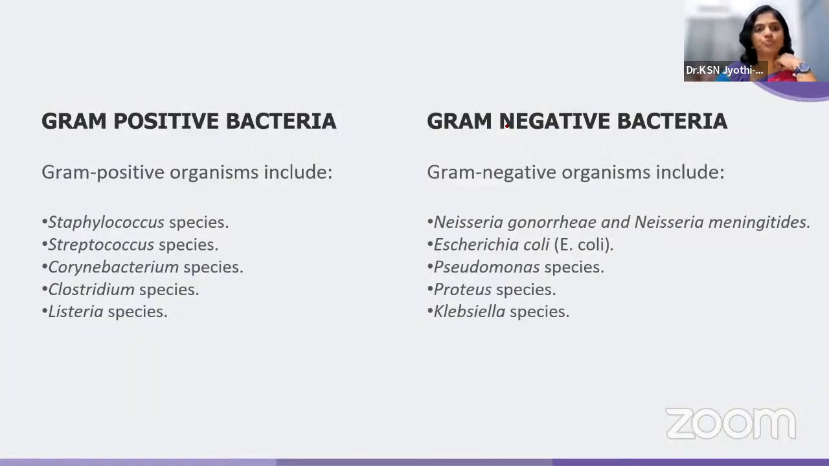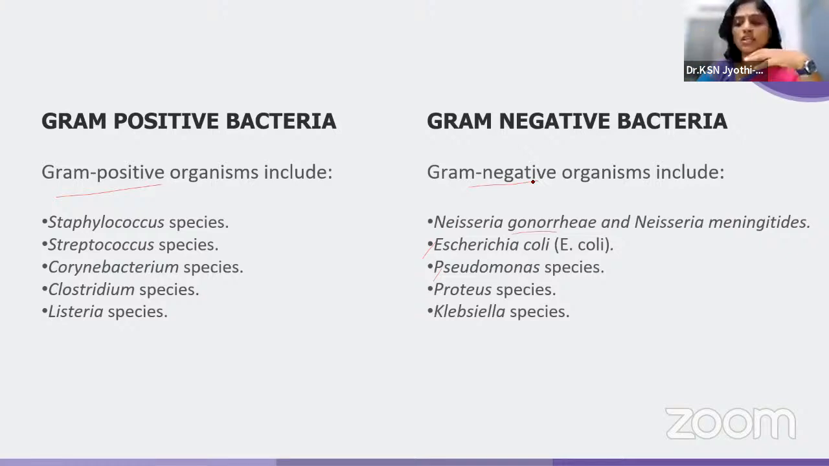So we know a lot of microorganisms that are there, many of them which are disease-causing microorganisms also. So you will see that most of these, that is Staphylococcus, Streptococcus, Corynebacterium, Clostridium, Listeria, they all belong to the gram-positive category, whereas most of your disease-causing organisms like E. coli, Pseudomonas, Neisseria gonorrhoeae, all these belong to the gram-negative group of bacteria.